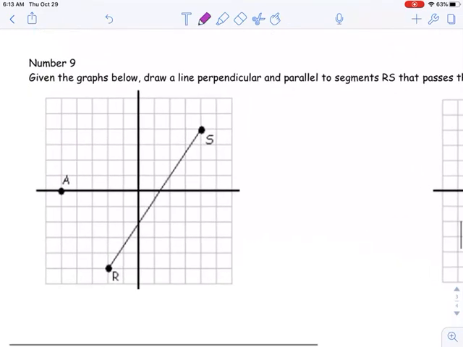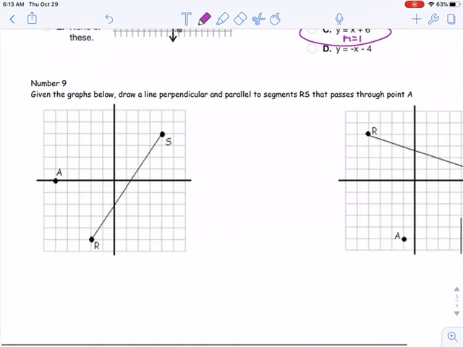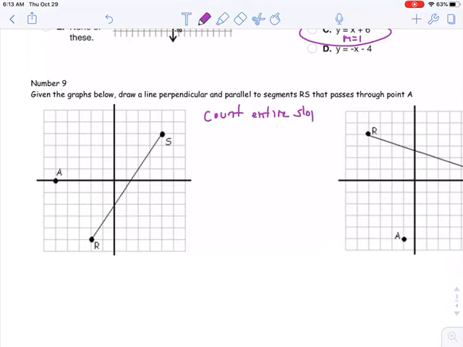All right, and then given the graphs below, draw a line perpendicular and parallel to the segment RS and passes through A. So when we do this, I want you guys to count the entire slope, then simplify. What do I mean by that?